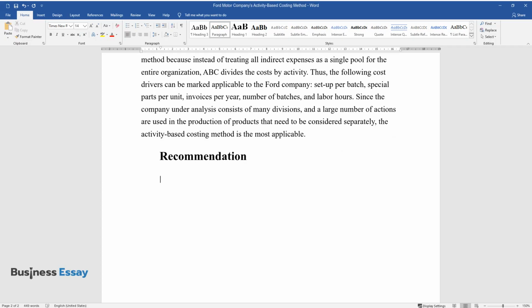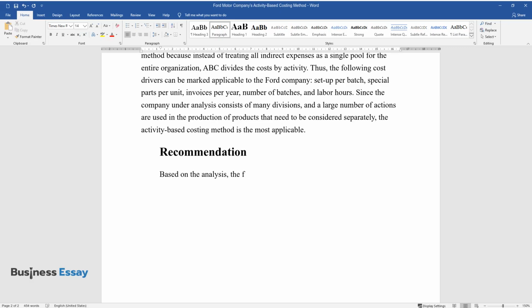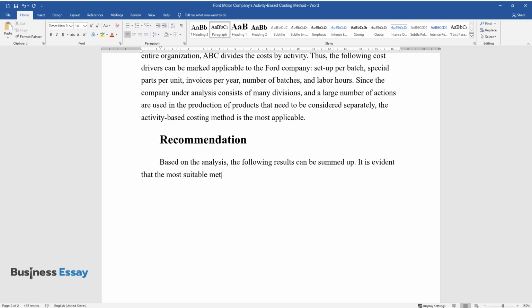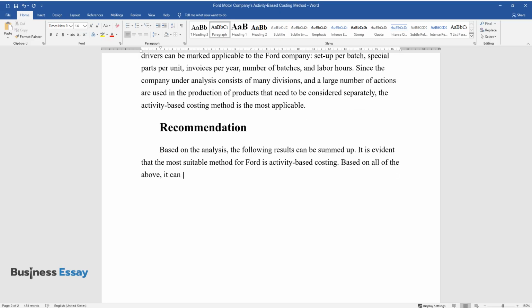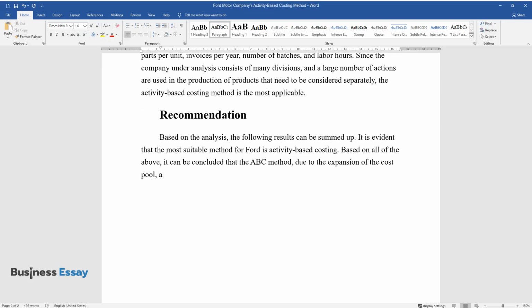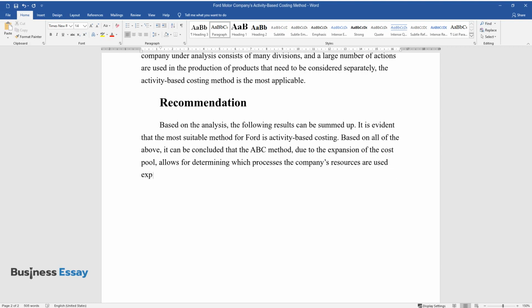Recommendation. Based on the analysis, the following results can be summed up. It is evident that the most suitable method for Ford is activity-based costing. Based on all of the above, it can be concluded that the ABC method, due to the expansion of the cost pool, allows for determining which processes the company's resources are used explicitly.